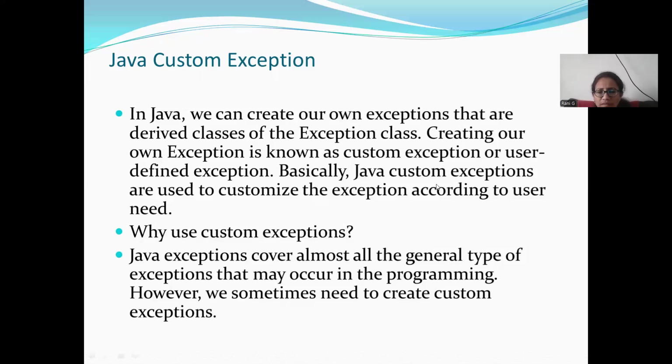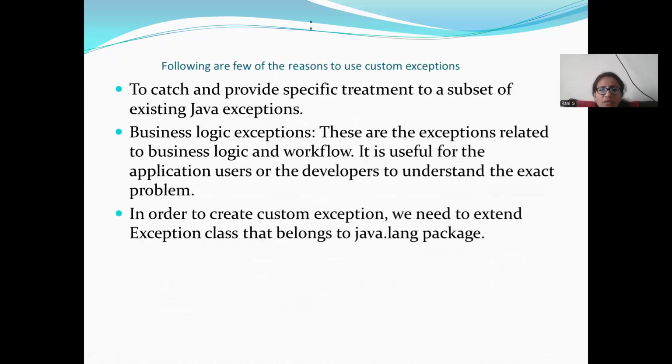So why are we using this custom exception? In Java exceptions, we have covered all the general types of exception that occur in our programming. Sometimes we need to create our own exceptions. The reason to create our own exception is to catch and provide some specific treatment to a subset of existing Java exceptions, that is, for business logic exceptions. There are some types of exception that are related to business logic and the workflow. It is useful for the application users or the developers to understand the exact problem. So they create their own exceptions in their program and use them.